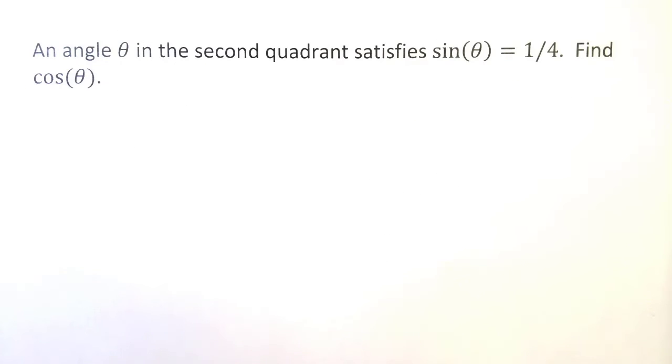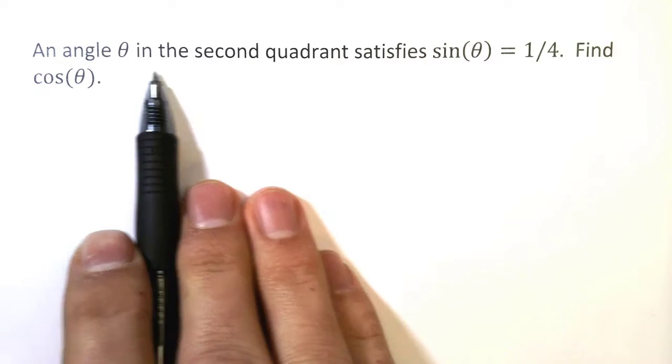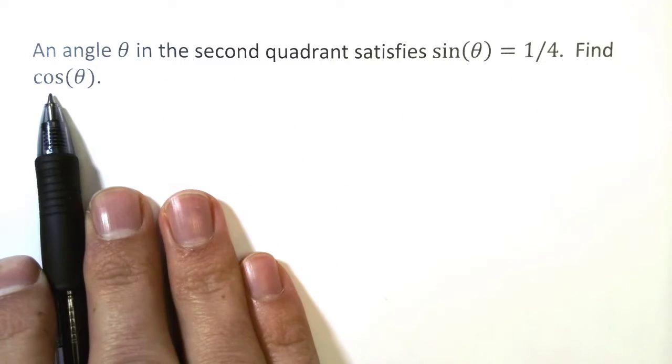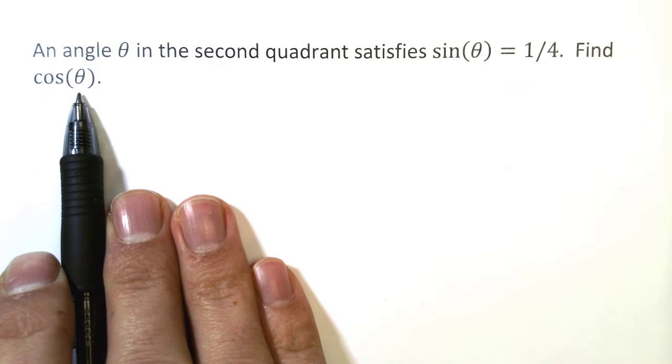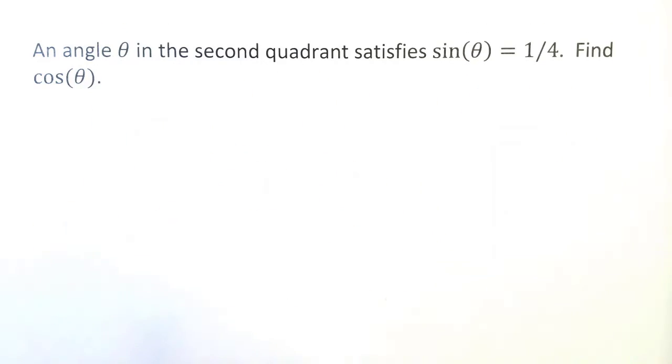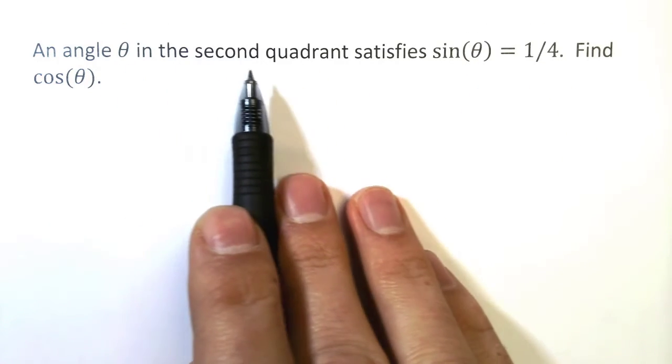Here's a common type of question that requires us to use a trigonometric identity. An angle theta in the second quadrant satisfies sine theta equals 1/4. Find cosine of theta. So we know that the sine of the angle is 1/4. We want to find the cosine of the angle. We also know the angle is in the second quadrant.